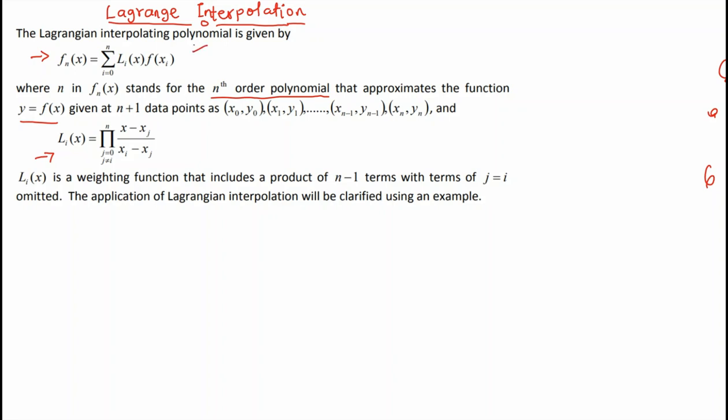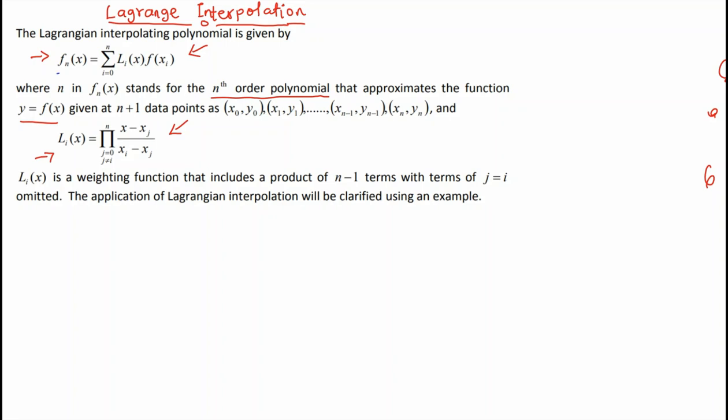So this is the general form of the Lagrangian interpolating polynomial. If you are given the data points, all you have to do is find the weighing function. When you find the weighing function, you substitute it back into the general polynomial function that you have, and you will have the polynomial function. Let's look at how to do this. I'm going to use an example to explain it.